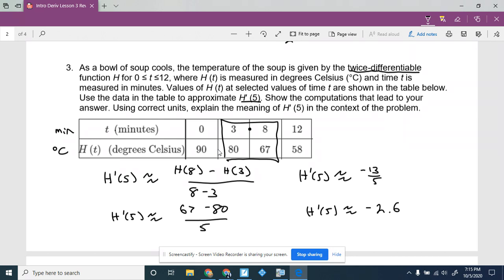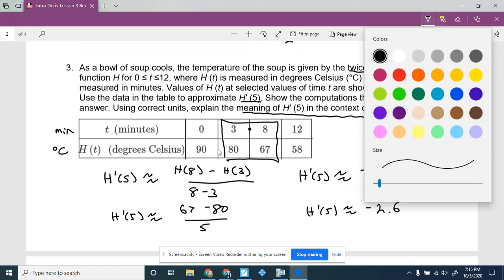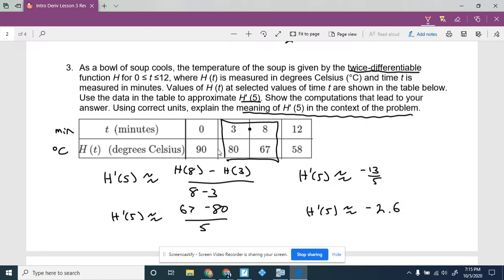Now, what does it mean in the context of this problem? Well, you can always get context of problems by looking at the units of whatever it is you're studying, right? Think about how we got this negative 2.6. We got it from this difference quotient. The numerator in this difference quotient, right, are h values. What are they measured in? Degrees Celsius. The denominator, right, are t values. What is that measured in? Minutes. So what do you think the unit for my derivative is here? It's going to be degrees Celsius per minute. Right? And that's how you can always get the unit for a derivative. Just take the y unit, divide it by the x unit, and that'll give you meaning.